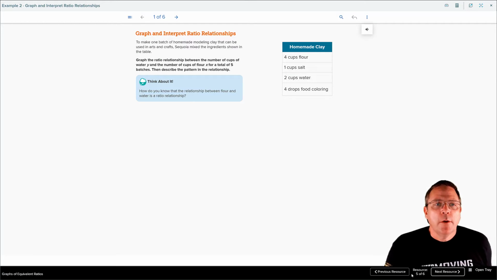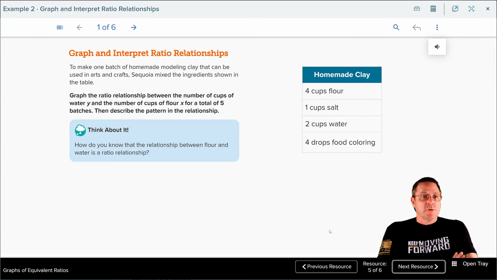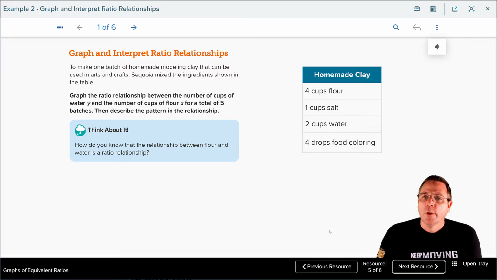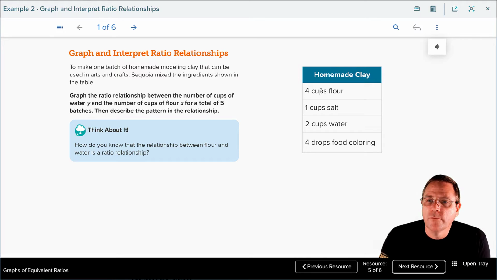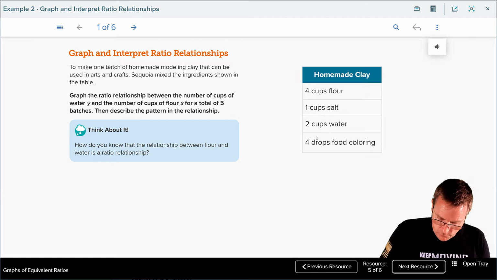The problem now wants us to graph and interpret ratio relationships. So, to make one batch of homemade modeling clay that can be used in arts and crafts, Sequoia mixed the ingredients shown on the table. So on the table you've got 4 cups of flour, 1 cup of salt, 2 cups of water, and 4 drops of food coloring.